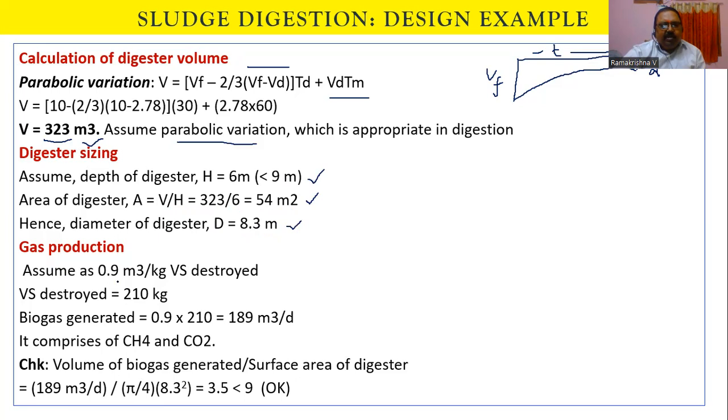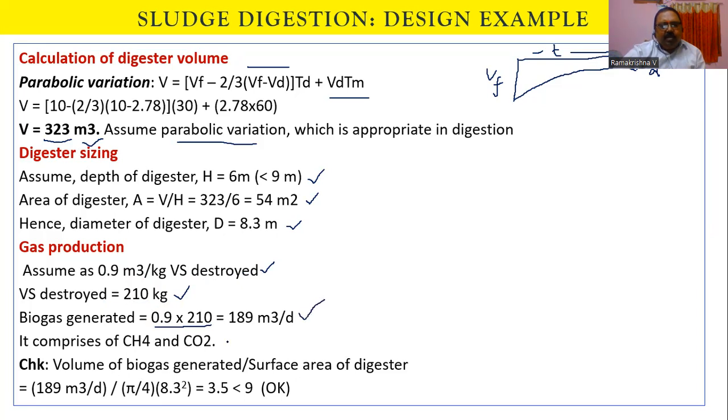So for gas production, we are assuming 0.9 meter cube per kilogram of volatile solids destroyed. There are two options: one is based on kilograms of volatile solids added, or kilograms of volatile solids destroyed. Now in this model, I'm assuming so much gas generation per kilogram of volatile solids destroyed. Volatile solids destroyed, we already calculated as 70% of 300, that is 210 kgs. Therefore, biogas generated will be 0.9 into 210, that is 189 meter cube per day.